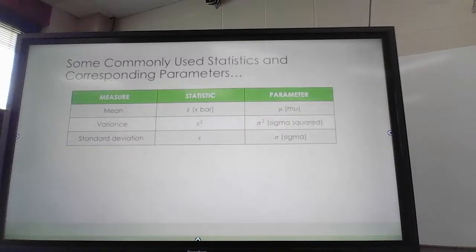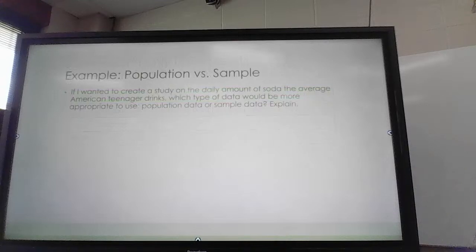And of course, you've seen this before, we use x bar for the mean of a statistic, mu for the mean of a parameter. With variance and standard deviation, we use a lowercase s for a statistic and the Greek letter sigma for a parameter. Okay? And we've all seen this before.